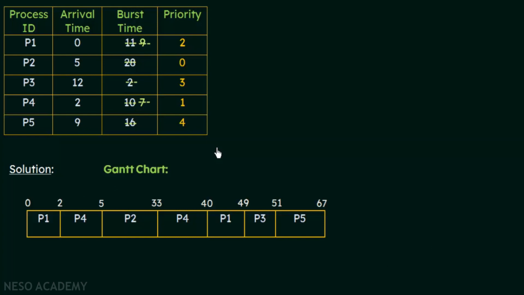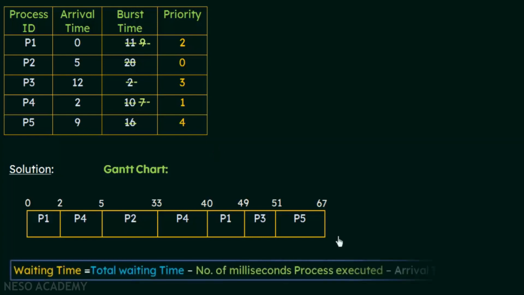Now we have to calculate the average waiting time. So that is what our question was. So how do we calculate the waiting time for a set of processes that we have? So here is how we do it. Waiting time is equal to total waiting time minus number of milliseconds the process executed before minus the arrival time. So using this formula, let's calculate the waiting time for processes P1 to P5 and then see the average waiting time.